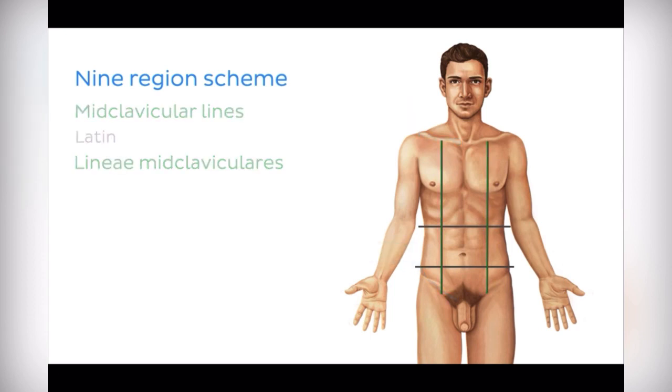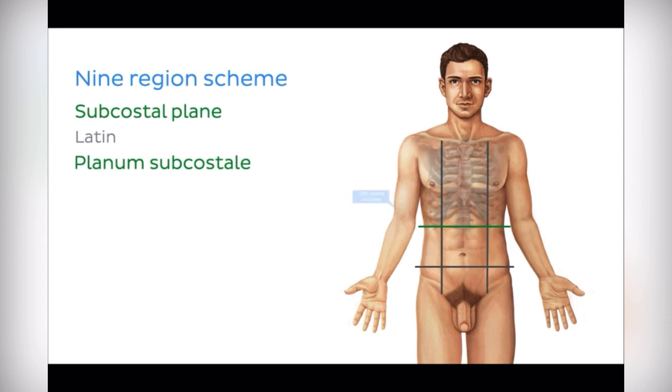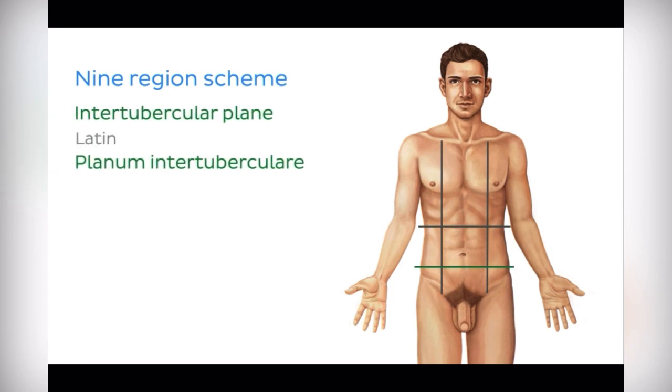The first horizontal plane is the subcostal plane. It runs at the level of the lower edge of the 10th costal cartilage. The second horizontal plane is known as the intertubercular plane, which passes through the tubercles of the iliac crest and the body of the 5th lumbar vertebra.